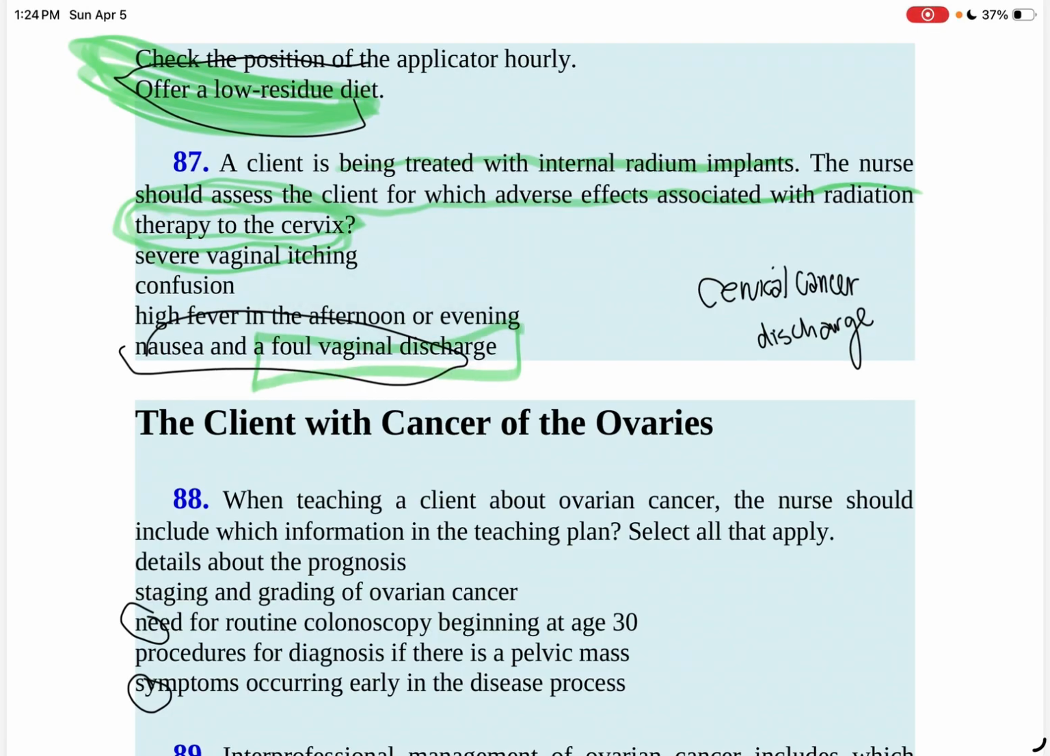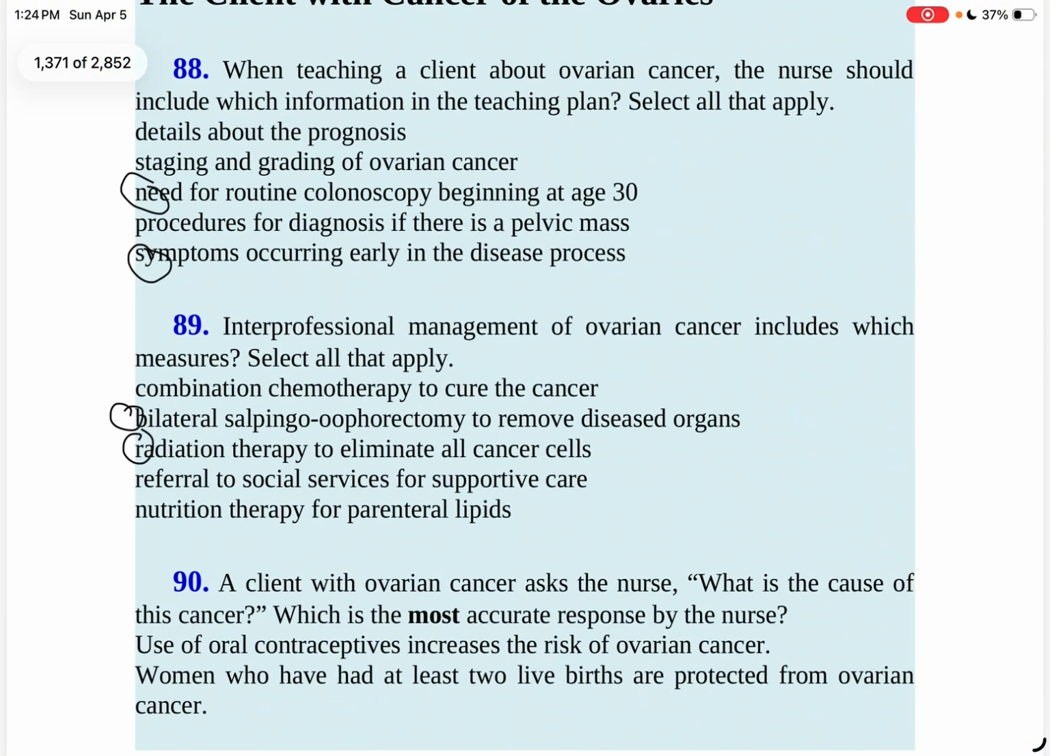So we are going to move on to ovarian cancer. When teaching a client about ovarian cancer, the nurse should include which information? Symptoms occurring early in the disease process? No, the need for routine colonoscopy at the age of 3 is wrong too.